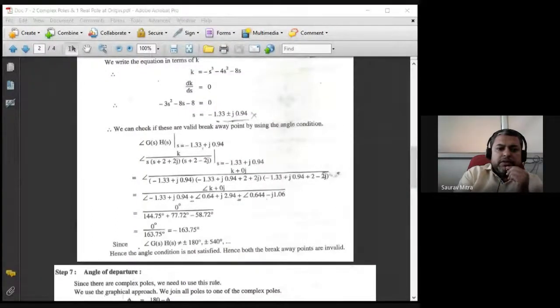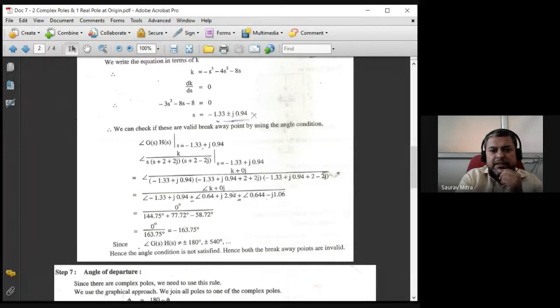So for that, we have to take the GSHS equation. In the GSHS equation, we have to substitute any of the s. So I have taken GSHS, which is K divided by s into s plus 2, s plus 2 plus j2 and s plus 2 minus j2. And there, in place of s, you have to substitute minus 1.33 plus j0.94. For both breakaway points, you cannot put both values simultaneously. So take only one value of s, put it in the GSHS equation and calculate the angle. You do not have to calculate the amplitude, you have to calculate the angle.